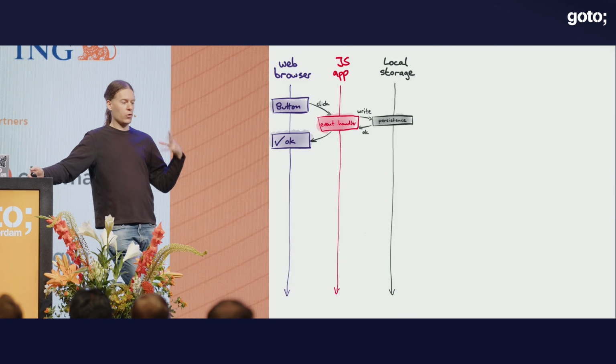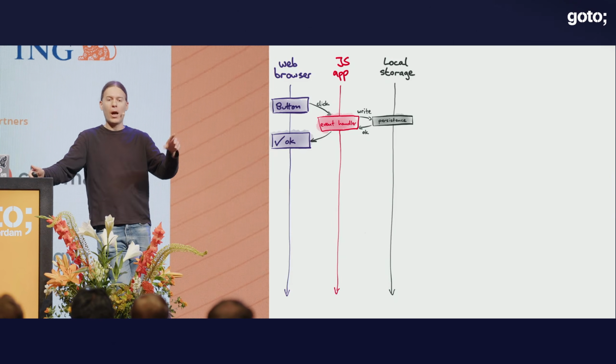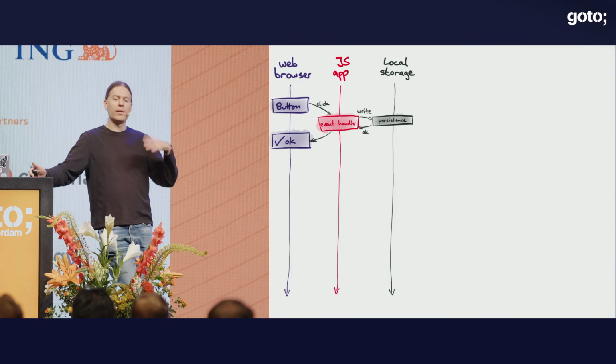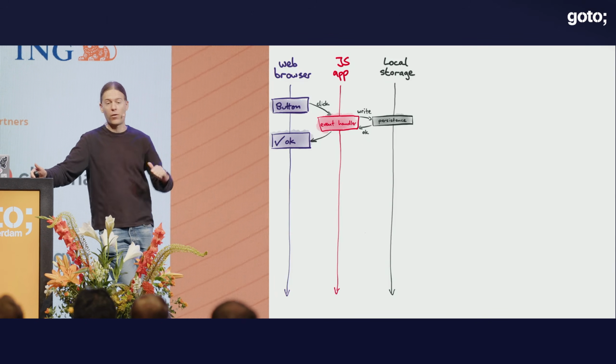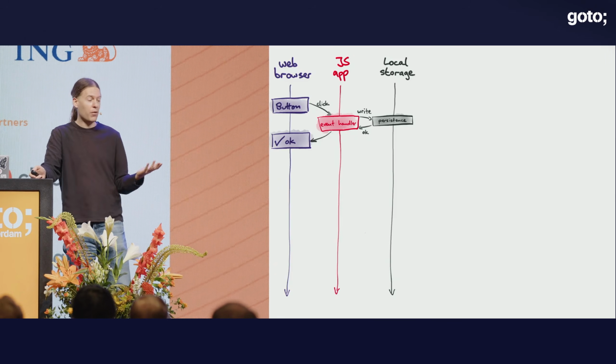So the user can just store some data in the local device, and the event handler, as soon as it's stored it locally, can update the user interface saying, yes, it's OK. And this will be true. It really has been stored.